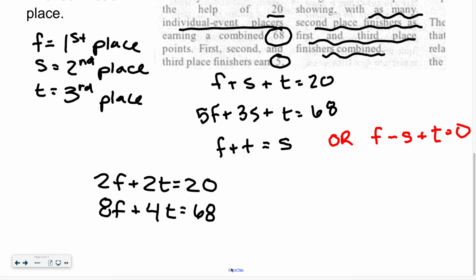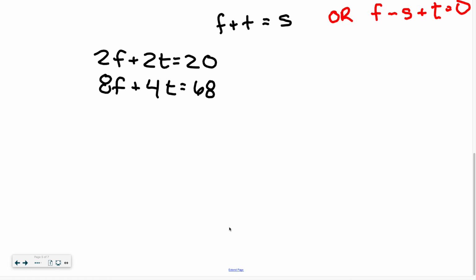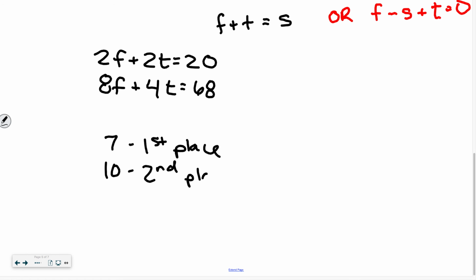Once you finish that, you can either work on example 2, which is on the homework sheet, or you can go to the textbook and do one of the first problems on your homework. So I want everybody to do their homework. If you want to get started, you can. I'm going to say my answer to this is 7 first place finishers, 10 second, and 3 third.